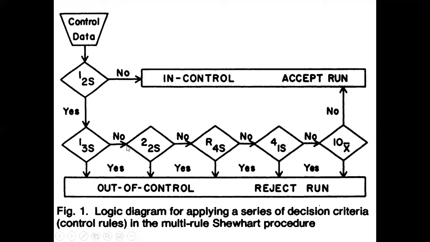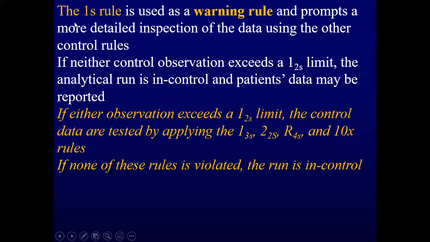If it is not 1-3s, then we assess whether there is 2-2s. If it is 2-2s, then it is rejection. Then we assess for R4s. Then we assess for 4-1s, and we also assess 10x. So the 1-2s rule is a warning rule and prompts a more detailed inspection of the data using the other control rules. So this is actually how to use this chart, which I have shown before.